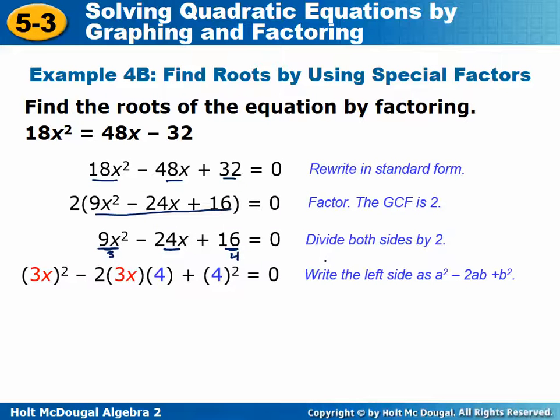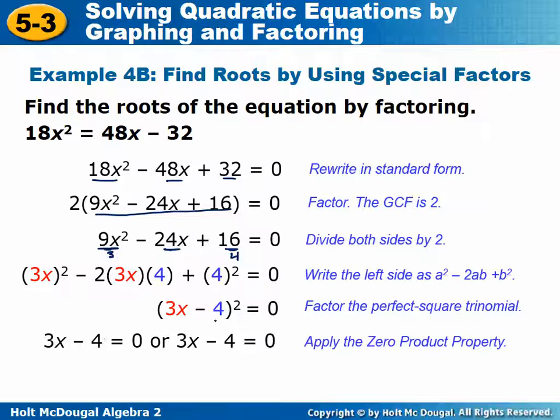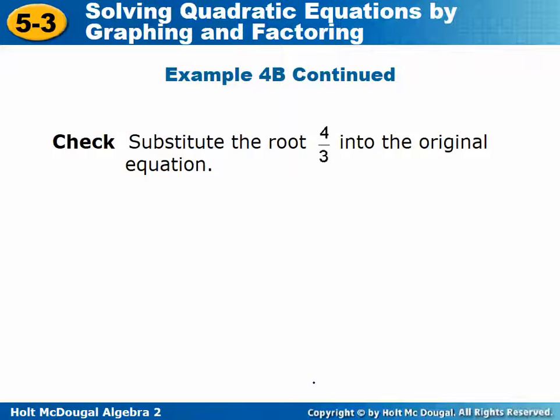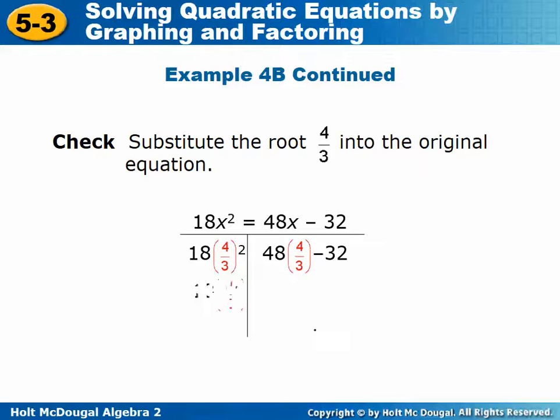So now you can use the special factoring, the perfect square trinomial rule, shortcut, and it would be 3x minus 4 times 3x minus 4 equals 0. You can set both of those equal to 0, but you're going to get the same thing on both sides. You're going to get 4/3 or 1 1/3. So there's only going to be one point where this graph touches the x-axis. They're checking it by plugging that number back into the original equation, and they found that you get the same number on both sides, so that means it would work.